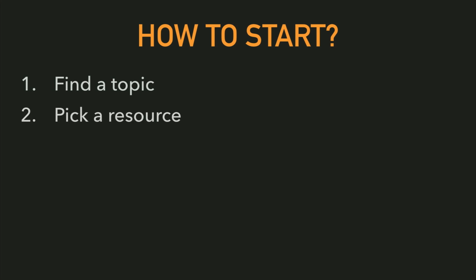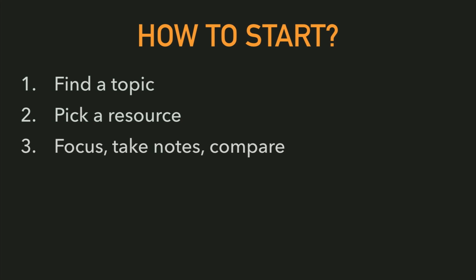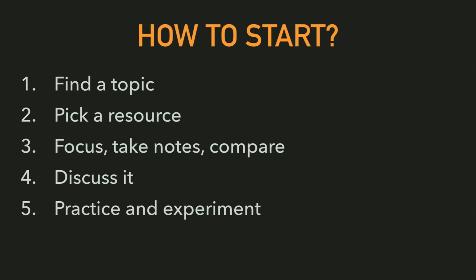How to start even tomorrow. Find a topic you are interested in. It can be even something from my talk or any other talk at this conference. Then pick a resource and learn from it. When you are doing it, try to be focused, take notes, and try to compare it with your beliefs and experience. Find someone to discuss it with. If you are competent in this particular skill, it might be good to find a mentor. Use knowledge in practice and experiment. Share what you learned with others. When you are done with this loop, iterate again with the same or different skill.